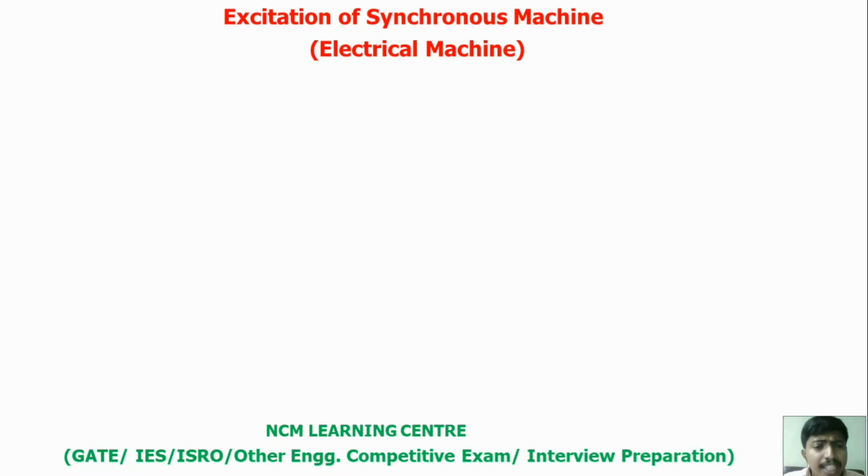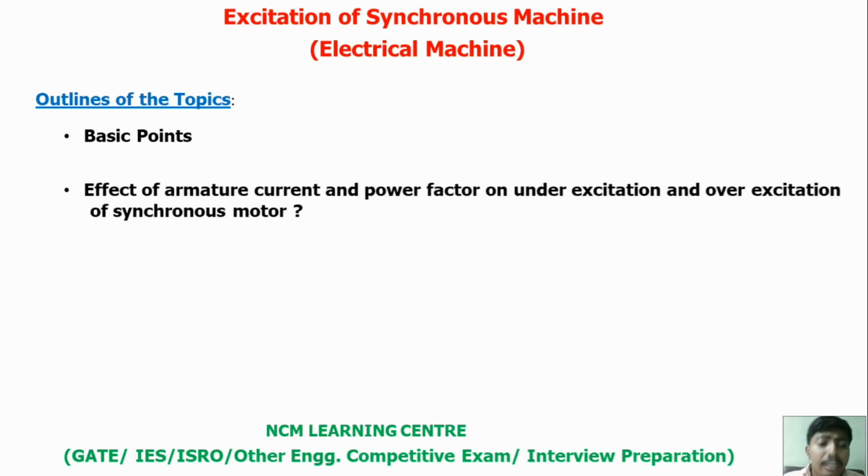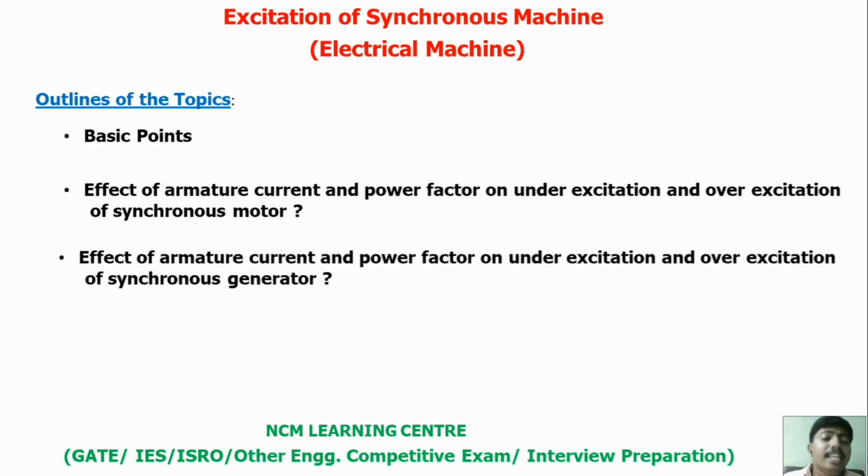The outline of the topics: first, we will discuss the basic points. Then we will discuss the effect of armature current and power factor on under excitation and over excitation of the synchronous motor. Third, we will discuss the effect of armature current and power factor on under excitation and over excitation of the synchronous generator. Finally, do it yourself. I will list a few questions, and you have to solve these questions. We will discuss them one by one.